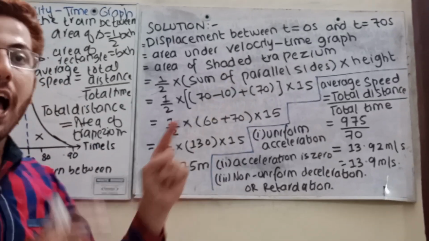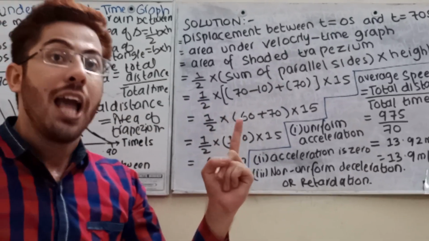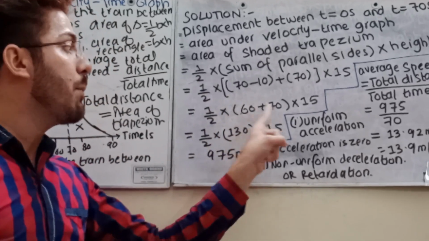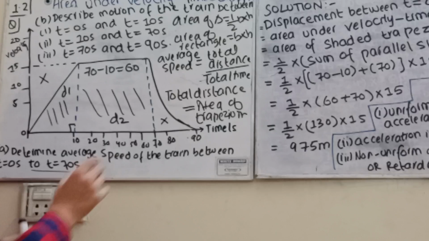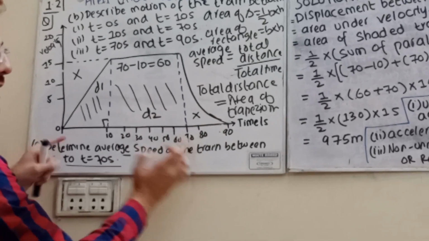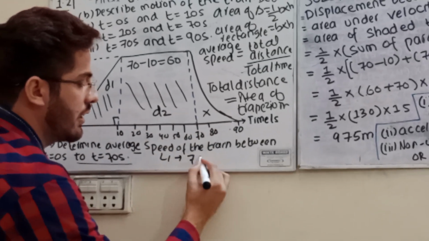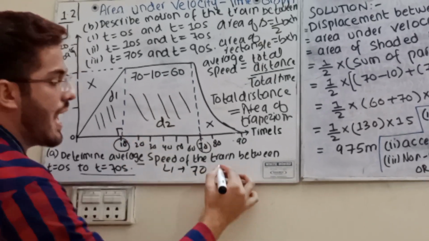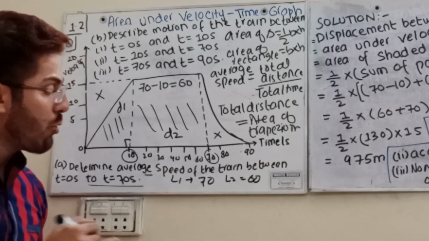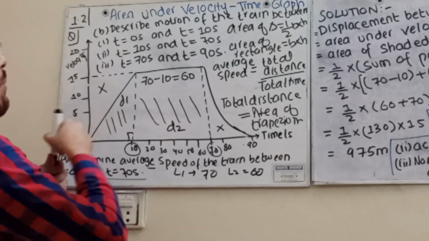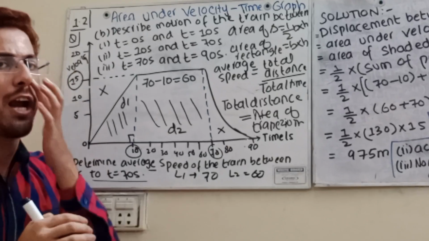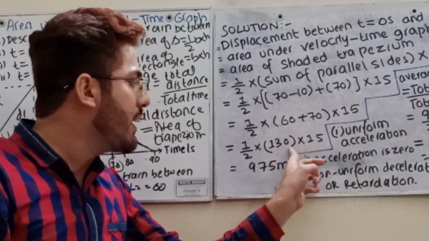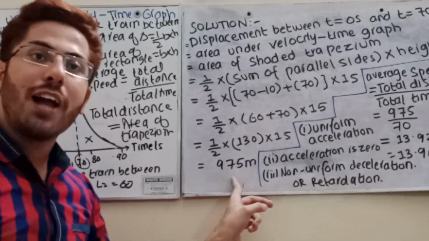Sum of parallel sides means I know the biggest length is 70 and the smallest length should be 70 minus 10. I got 60 plus 70 over here. If you can see the video, the maximum length is 70. Definitely L1 is 70. L2 length is 70 minus 10, you will get 60. You add these values and multiply with the maximum height, which you have been given as 15. 60 plus 70 into 15, you get 130. Then you multiply and divide, you get 975.